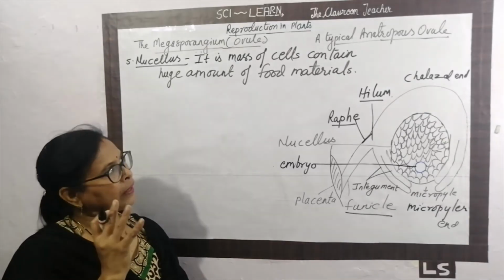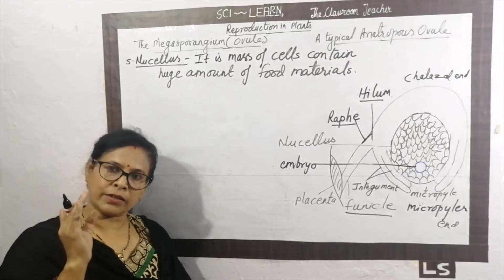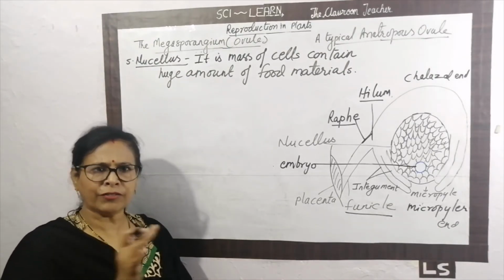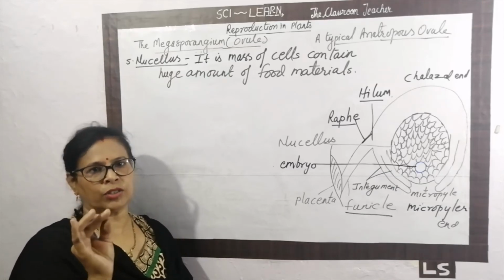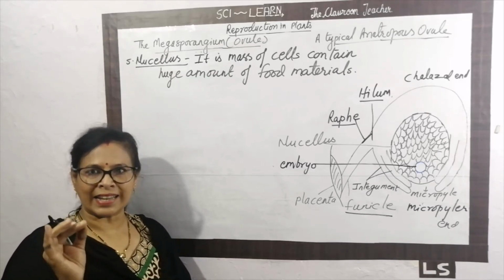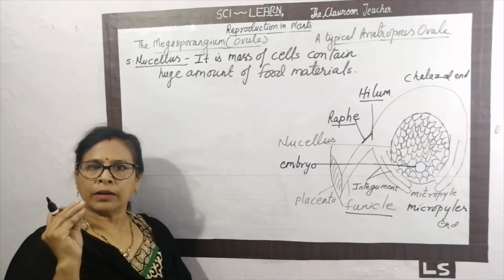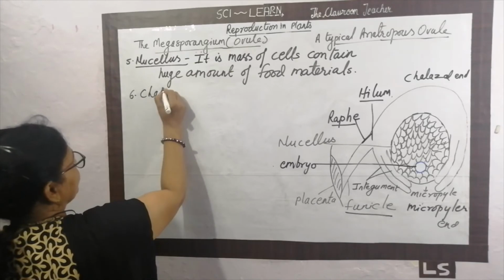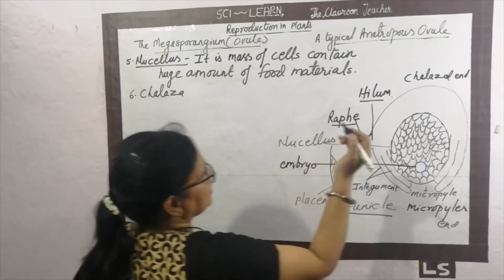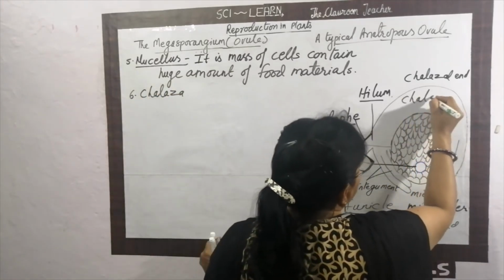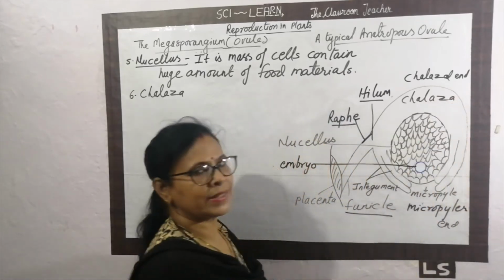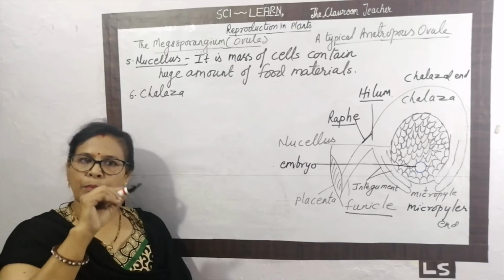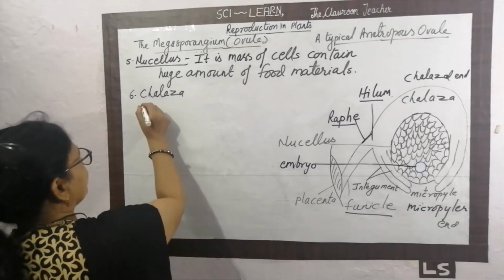In a typical anatropous ovule, two parts are very important, and that is their position. When we draw the diagram, we have to mention the two parts. One is called the chalaza and one is called the micropyle. First, this is the chalaza end. Okay. Now, what is the chalaza? It is the basal part of the ovule, opposite to the micropylar end.